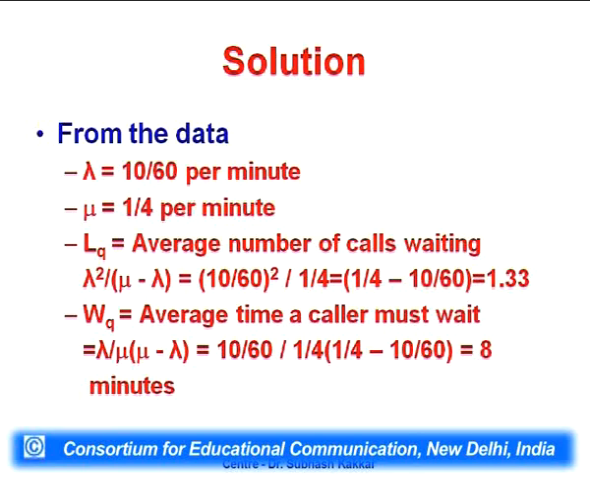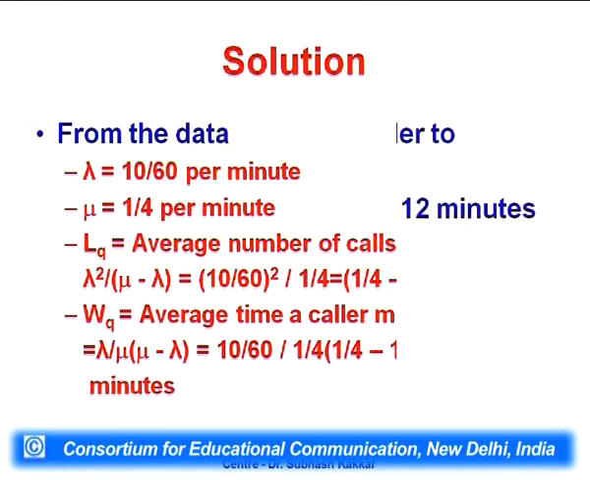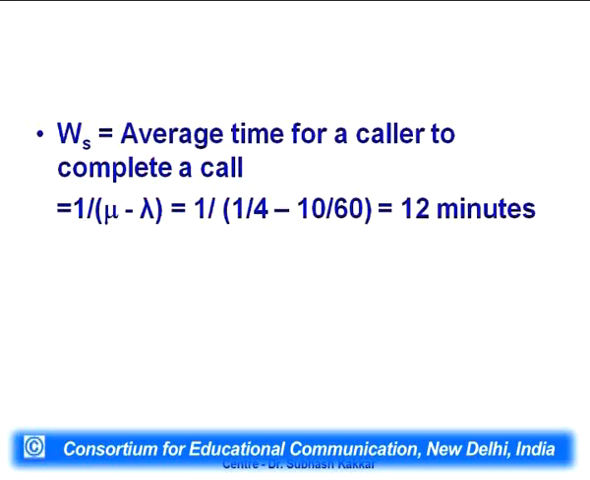And the length of the queue is 1.33 customers waiting, and the given data was arrival rate 10 by 60, which means 1 by 6 per minute, and the service rate mu was 1 by 4 per minute. So, WS, the waiting time in the system, the average time for a caller to complete a call, is 1 divided by mu minus lambda. It is again equal to 1 divided by 1 by 4 minus 10 by 60, which is equal to 12 minutes. So, this completes the answer to our question.